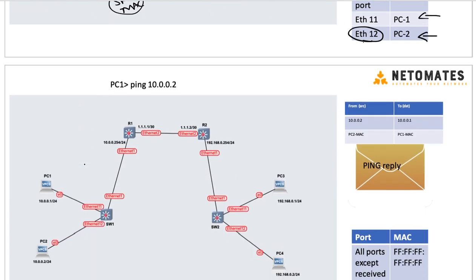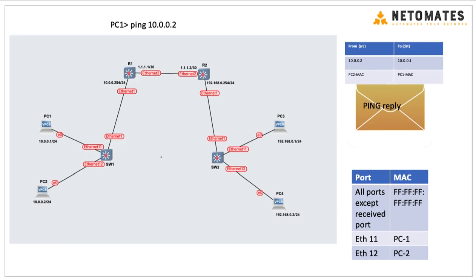Now PC2 will reply back. When PC2 replies to the ping request, it creates a new packet for the reply. Source will be 10.0.0.2, destination will be 10.0.0.1. Since PC2 is replying, it will put its own MAC address as source and the PC1 MAC address as destination. How does it know the PC1 MAC address? Because whenever PC1 sent the ARP request, it noted down the MAC address of PC1. That's how it previously learned the PC1 MAC address. If it does not know, it will send an ARP request. Okay.